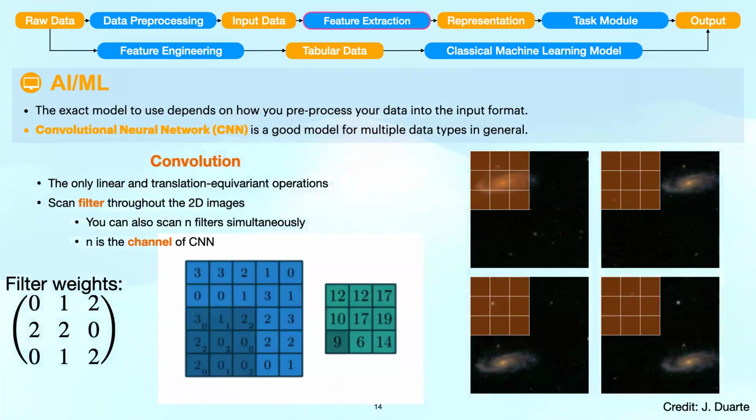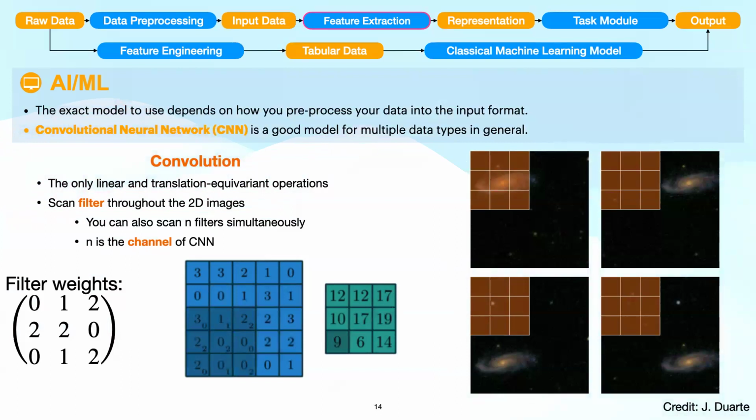You don't have to scan only one filter. You can scan as many filters as you want, something that you can define yourself. You can scan n filters simultaneously throughout the same image, and n is what we call the channels of the CNN. This is by definition.